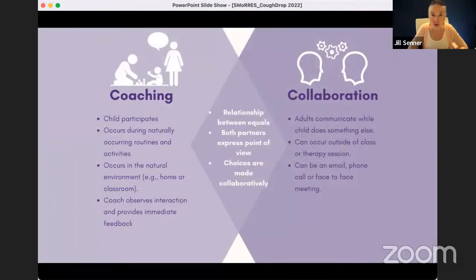So when we talk about coaching, I think there's lots of information out there on coaching, and it's all a little bit different. When we're talking about coaching, we're talking about side-by-side, otherwise known as in vivo coaching. So what is this side-by-side coaching?